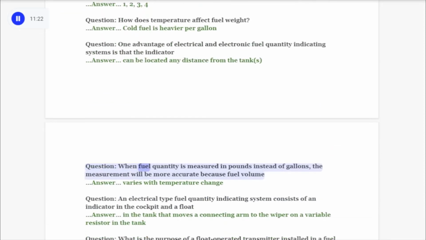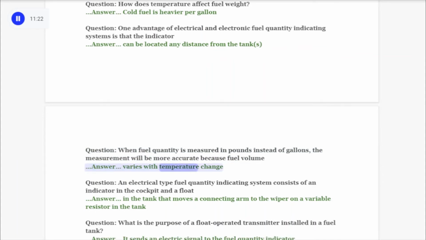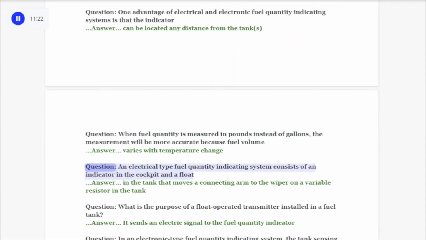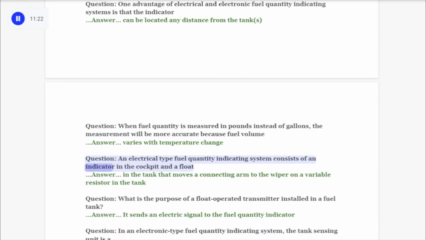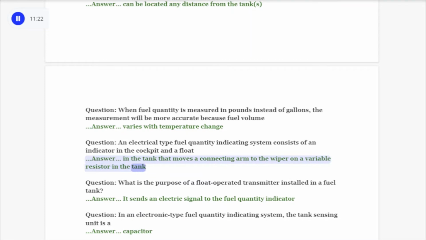Question: when fuel quantity is measured in pounds instead of gallons, the measurement will be more accurate because fuel volume. Answer: varies with temperature change. Question: an electrical type fuel quantity indicating system consists of an indicator in the cockpit and a float. Answer: in the tank that moves a connecting arm to the wiper on a variable resistor in the tank.